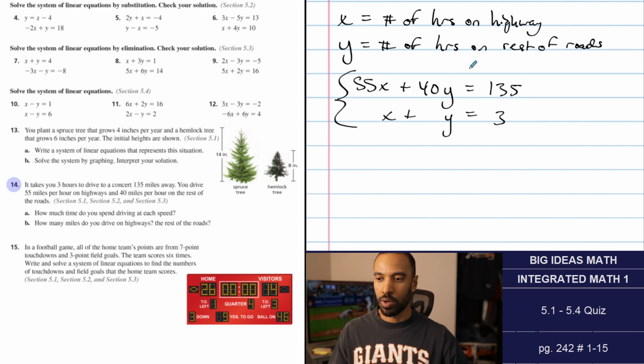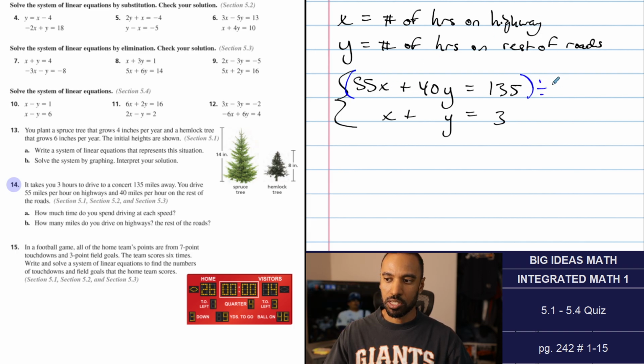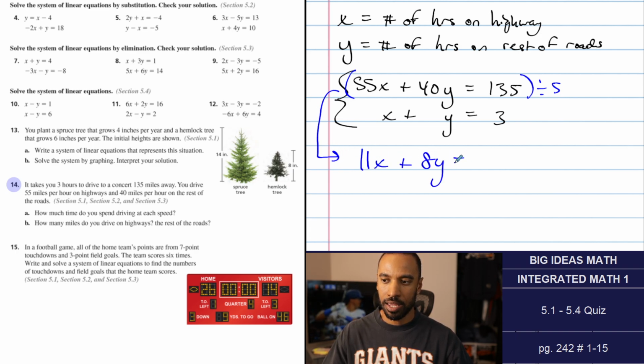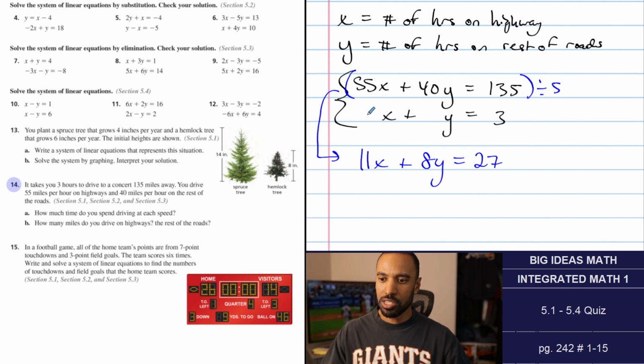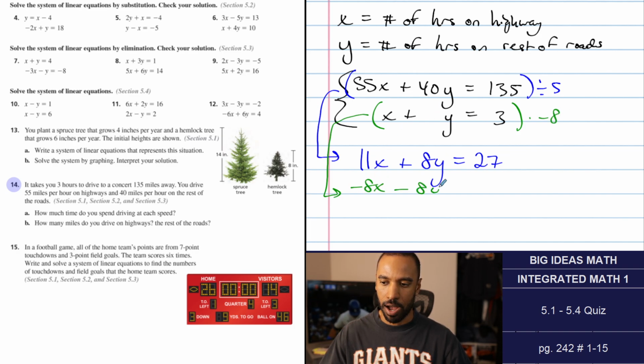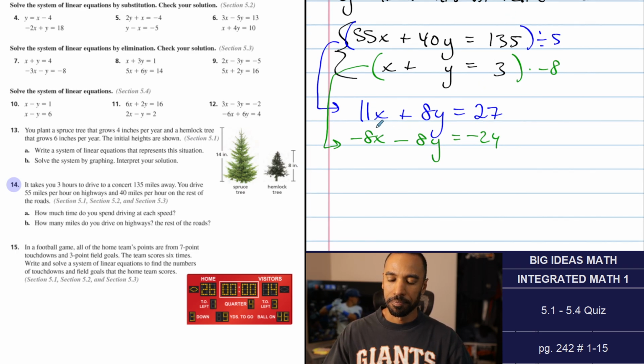Elimination is waiting in the wings here for sure, but if I divide everything here by 5, that just makes the numbers smaller, probably in a better way for me. It didn't eliminate anything yet, but I'll now have 11x plus 8y equals 27. Now, with this equation, I can figure out what to do through elimination. I can multiply these, say, by -8. That would eliminate y. So negative 8x minus 8y equals negative 24.